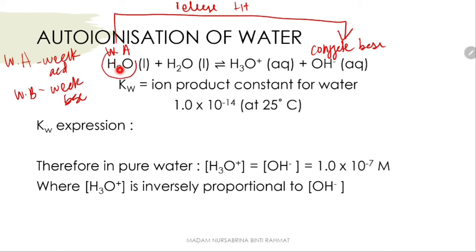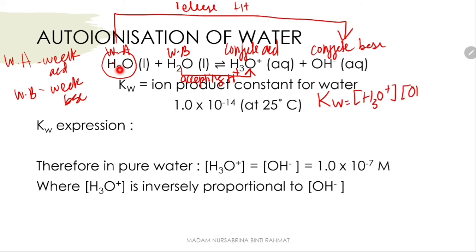Okay, so if one of the water becomes weak acid, another water will become the weak base, and it will accept that H+ and become H3O+, which is your conjugate acid. Your auto-ionization of water, if we write down the Kw expression, is exactly the same as your Ka and Kb, but focusing on auto-ionization of water. It does not have water in the expression because water is a pure liquid, and pure liquid does not appear in the K expression because it has a constant concentration. So your Kw is simply H3O+ times OH negative.